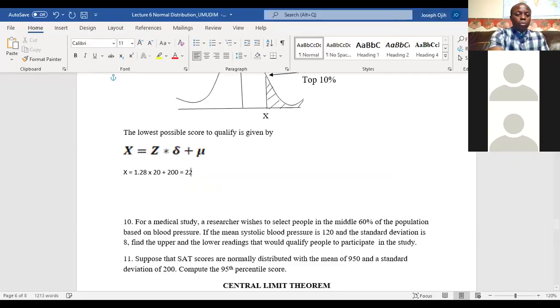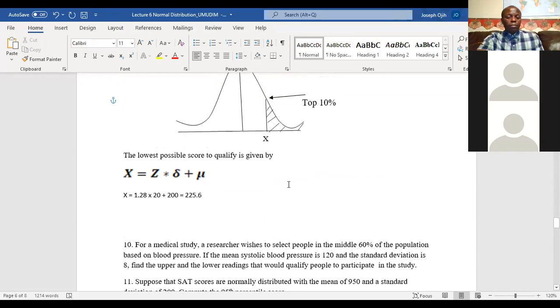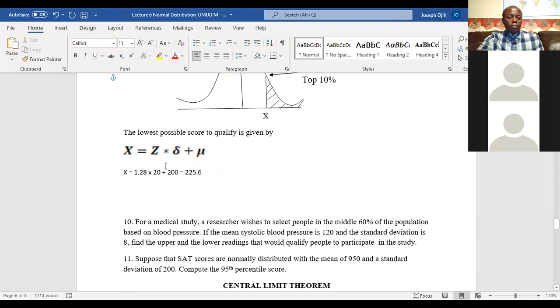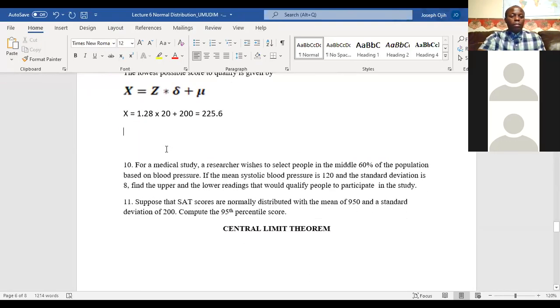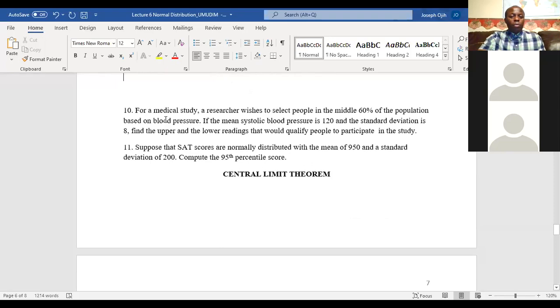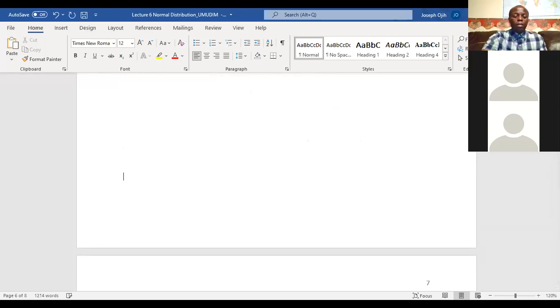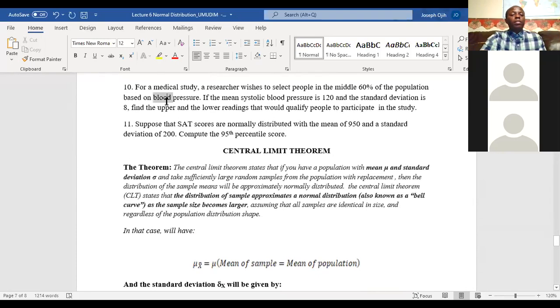Okay, 225.6. Any questions on this? Nope. Now, we can answer a similar question like that. Let me move it down a little bit. In this case, we have this question here.